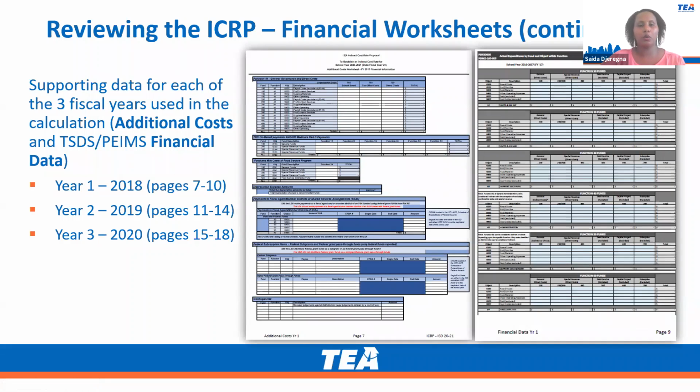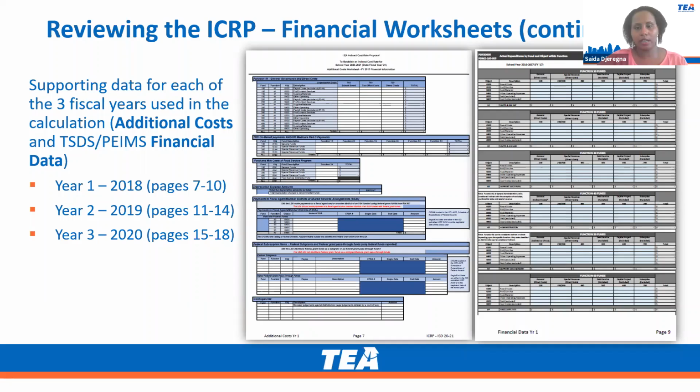The following pages contain supporting data for each of the 3 fiscal years and show the average data elements which were used to produce the resulting rates. And the way it's organized is first we have the ACW that we receive from the districts, followed by the PIMS financial data. So for year 1 or fiscal year 2018, those are found on pages 7 to 10. Then for fiscal year 2019 or year 2, they are found on pages 11 to 14. And finally, we have year 3 or fiscal year 2020, which are found on pages 15 to 18.